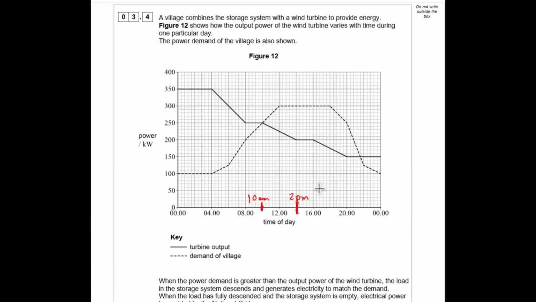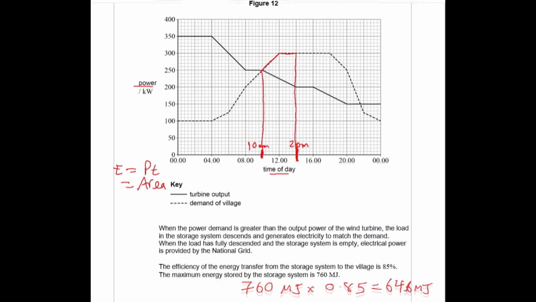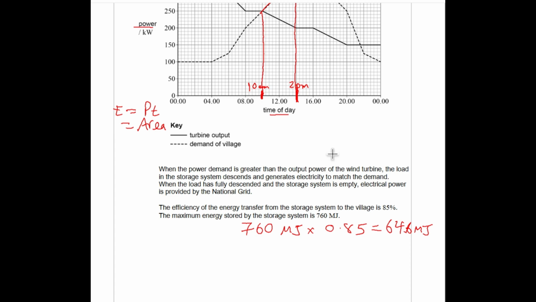Now what we've got to do, it's a bit of a weird question this. Between 10 and 2, we've got to work out what they actually needed. So we've got to work out that area there. You're probably thinking why area, because power times time gives energy. So energy is P times t, and in this case it's the area under the graph. Then you can also work out the area for the wind turbine, so you can work out the energy of that. Just be careful with the units, and time you've got to convert to seconds. Then add the 646, and we're going to compare.